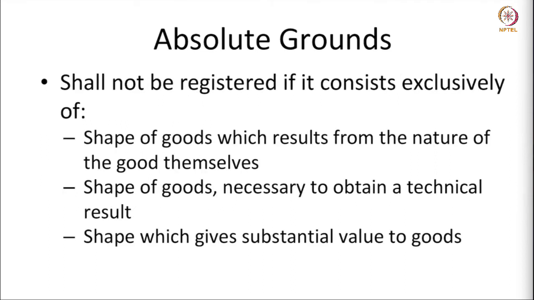And as we have seen already, a mark shall not be registered if it consists exclusively of shape of goods which result from the nature of the goods themselves, shape of goods necessary to obtain a technical result. We had mentioned this in the context of flasks, which traditionally have a shape where it has a broad body and a narrow mouth, and shape which gives substantial value to the goods. All balls need to be round. So any shape that gives substantial value to the good cannot be a subject matter of registration.